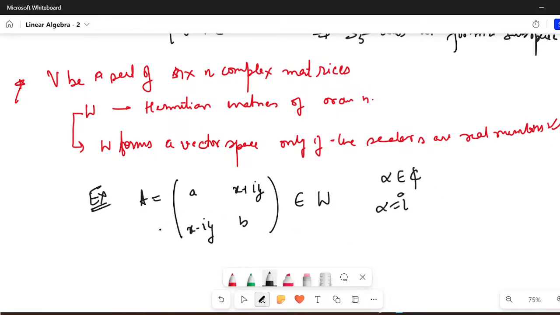This is quite clear. This is Hermitian. You take the conjugate and then take the transpose of it, and you will get A only. So this is a Hermitian matrix.